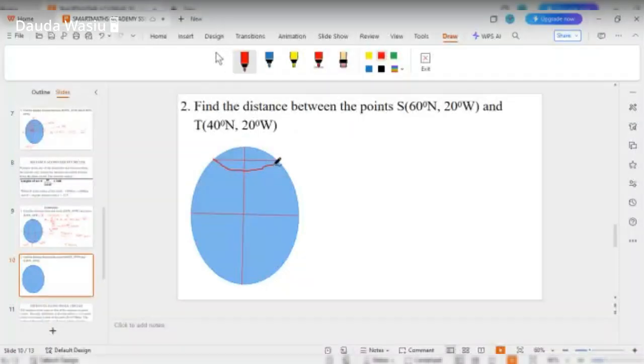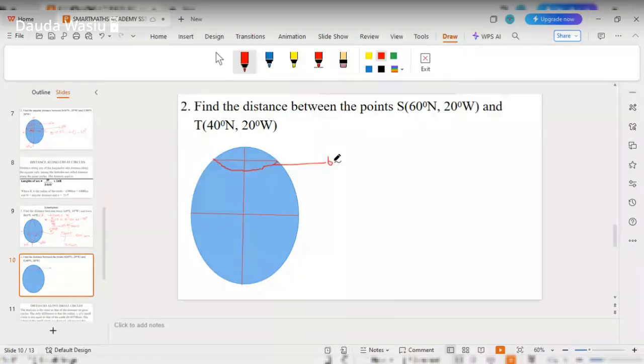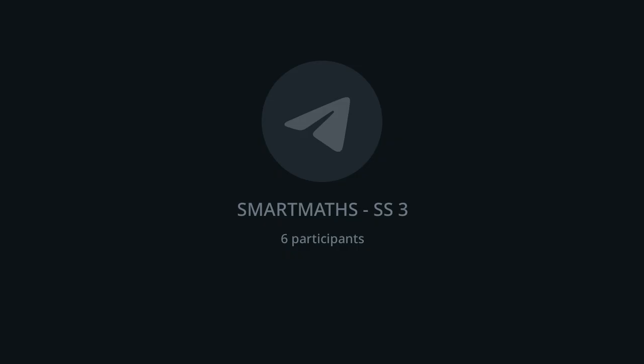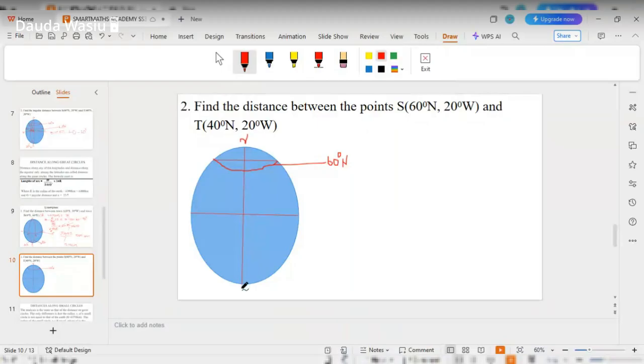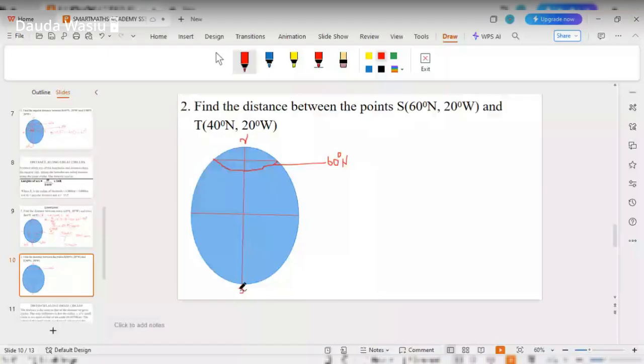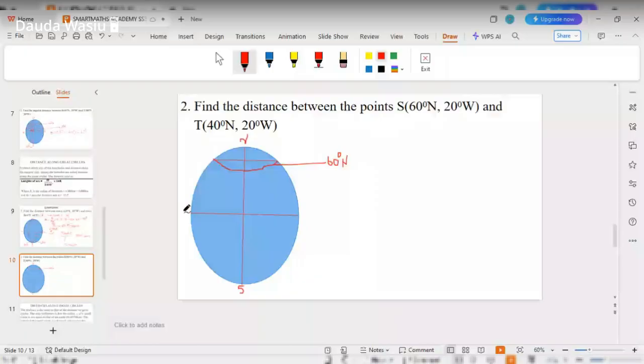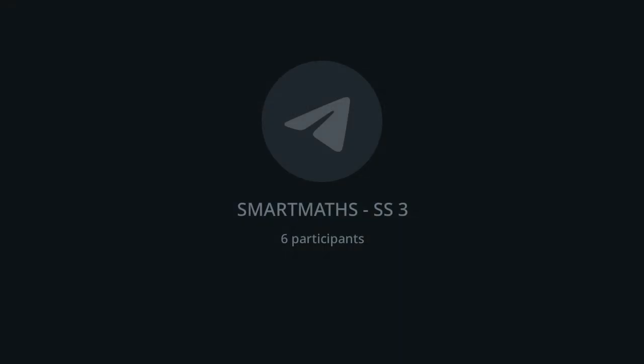So this is 60 degrees north. Label it as 60 degrees north. Then 20 degrees west. So let me label this north, south, west, and east.